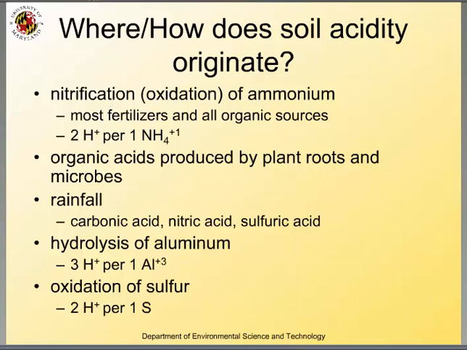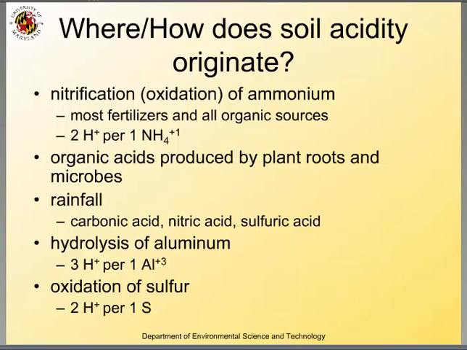Doesn't make any difference where that ammonium comes from. It could come from fertilizers. It could come from manure. It doesn't make any difference. But there's 2 units of hydrogen produced for every 1 unit of ammonium that undergoes this process. So it's a 2-for-1 deal here. There's also a whole host of organic acids produced by plant roots and microbes. Some of these exudates we talked about are acidic. It's actually a mechanism whereby both can make materials more available to them, especially things tied up in minerals.